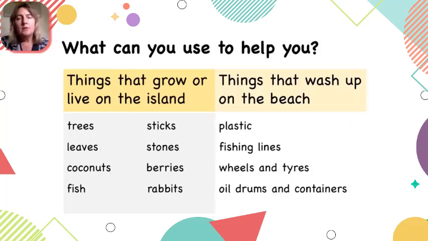You can then get them to think of the things they may have to help them on the island. They can classify these into things that grow or live on the island, such as trees, leaves and fruit and the animals that live there, and objects that might wash up on the beach, such as various kinds of plastic, fishing lines, old wheels and tyres, and old drums and other containers. This stage of the activity could be done as a class brainstorm.